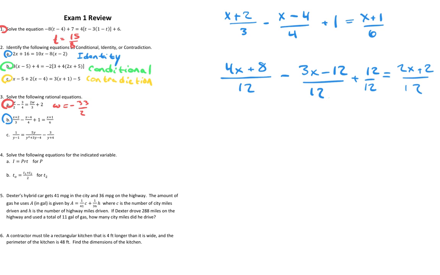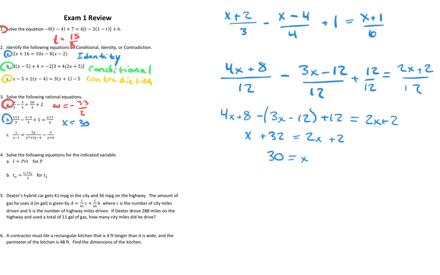Now we have 12 in all of our denominators, so if we multiply everything by 12, we get rid of all our fractions, and we're left with 4x plus 8 minus 3x, be careful with distributing negatives, plus 12 equals 2x plus 2. If we combine like terms, this is going to be x, then plus 8 plus 12 plus 12, so that is plus 32 equals 2x plus 2. Now we can move this x to the opposite side and subtract 2 from both sides. So we're going to have 30 equals x. Okay, so x equals 30.